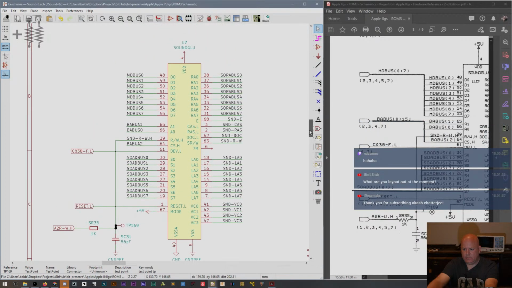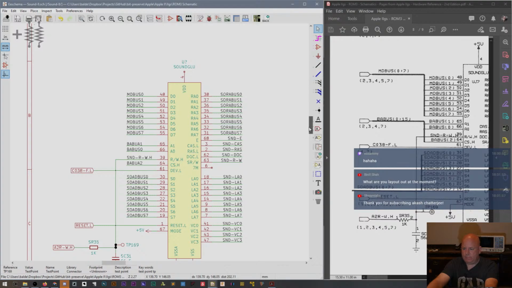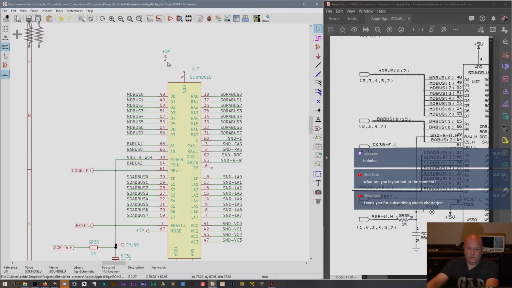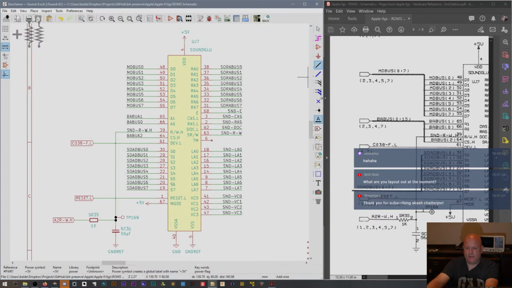BA bus, MD bus 0, and then VDD is going to go to 5 volts. So let's bring this up here, rotate that to here. I'm going to move this over here, move that to here, and I think it should be UJ7. And then we can move this. There we go. Cool. So the sound glue chip, I think, is done.